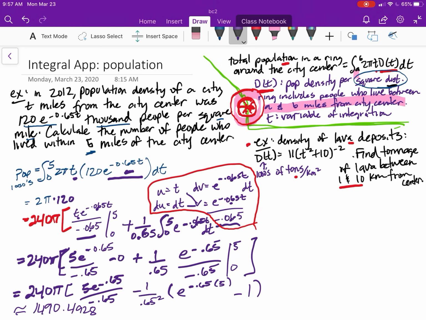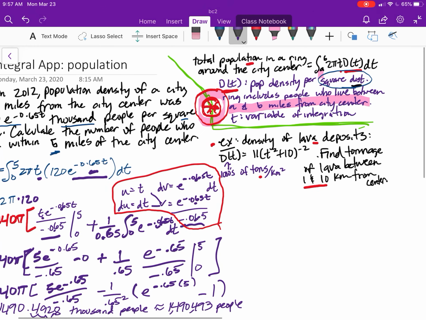1490.4928. And remember, this is thousands of people. So better yet, we could get that exact 1,490,493 if we round. So 1,490,493 people, or 1.5 million, depending on where we want to round it. Alrighty, that was a tough one. This next one shouldn't be that bad at all.